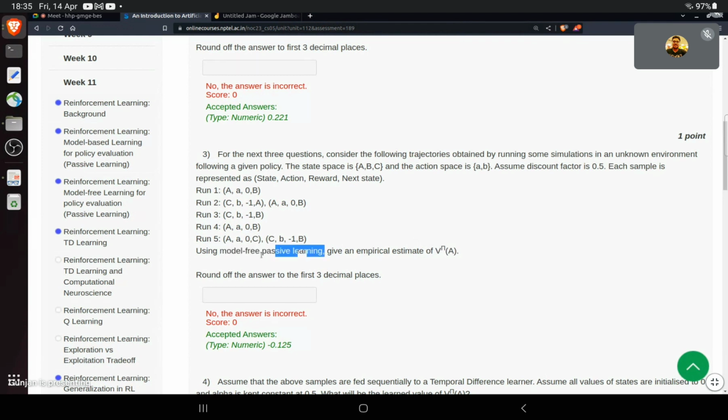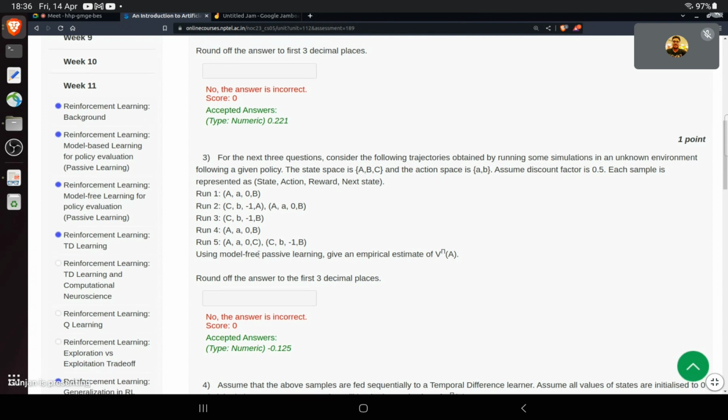I understood, but when you take the formula, reward plus gamma into... No, this is not TD learning or Q learning. It is model-free passive learning. I understood, but when you just count the rewards, that is minus one plus minus one, you don't require V of B and V of C anywhere. Yeah, we don't need it anywhere.